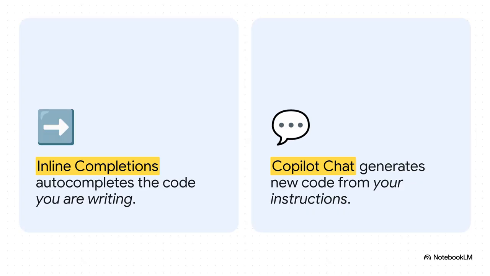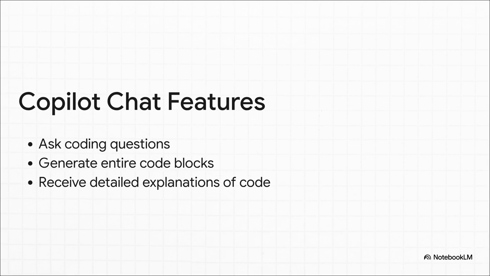So let's get this straight. What's the real difference here? Well, inline completions are there to finish the code you've already started writing. But Copilot Chat? That's totally different. It generates brand new code from scratch, based on instructions you give it in plain English. This is where you go from having an assistant who finishes your sentences to having a partner you can actually brainstorm with. And the things you can do here are just huge.